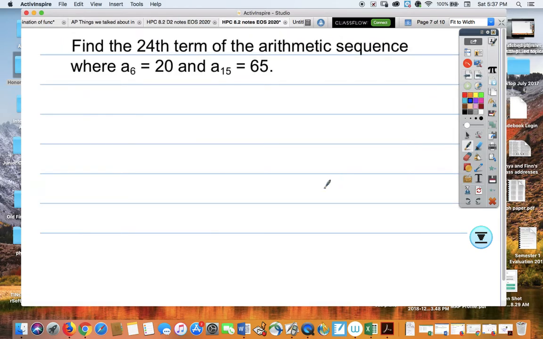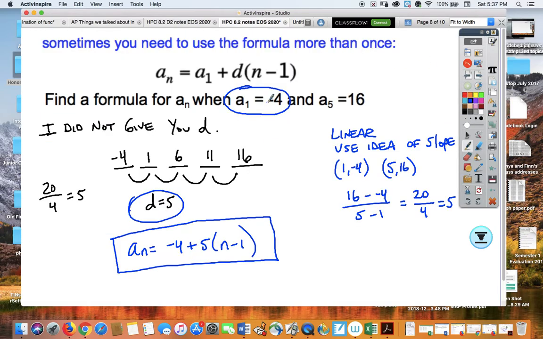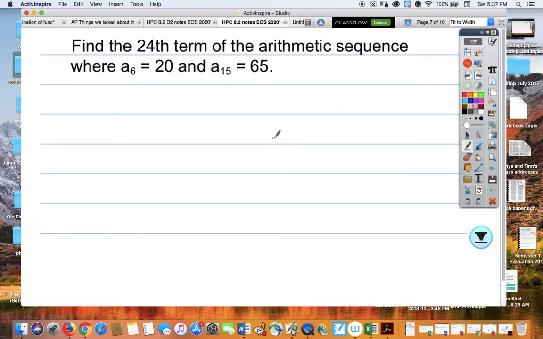Okay, this one, again, similar, but I'm giving you different information. So in the last problem, I gave you the first term, but we had to find the common difference. Here, I'm not giving you either. So I'm giving you the 6th term and the 15th term, and I want you to find the 24th term.